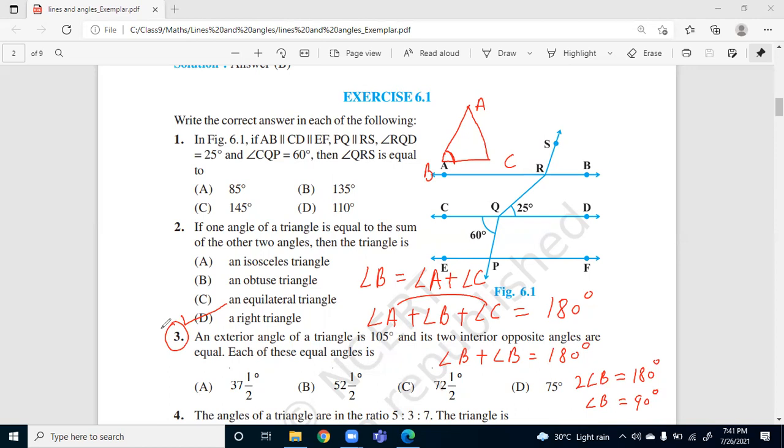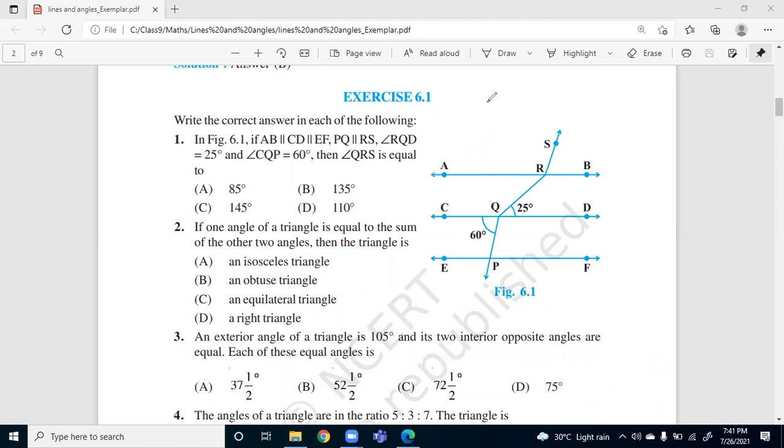Ma'am, done the third question. Okay, please tell me what your answer is and how you have solved it. Dhanvi, please put your answer on the chat box. I want to see your answer also. Ma'am, the answer will be 52 1 upon 2. 52 1 upon 2. How?